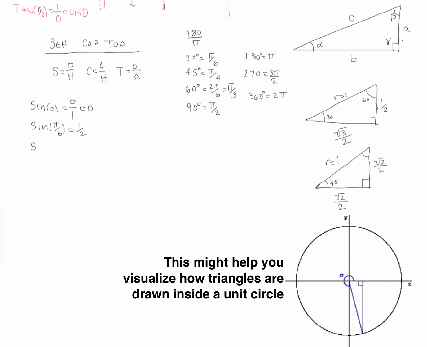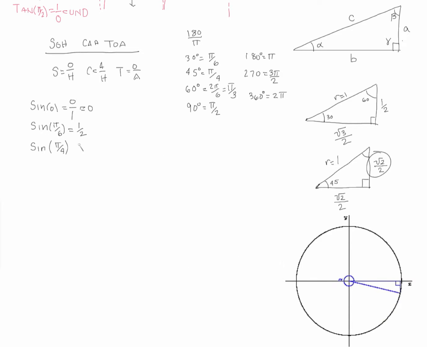Look over there. This is opposite over hypotenuse, so that's why that's 1/2. The sine of pi over 4, well, that's this one, 45 degrees, pi over 4, and the sine here is root of 2 over 2 over 1. Oops. Let's get rid of that circle. Root of 2 over 2 over 1 is just the root of 2 over 2.